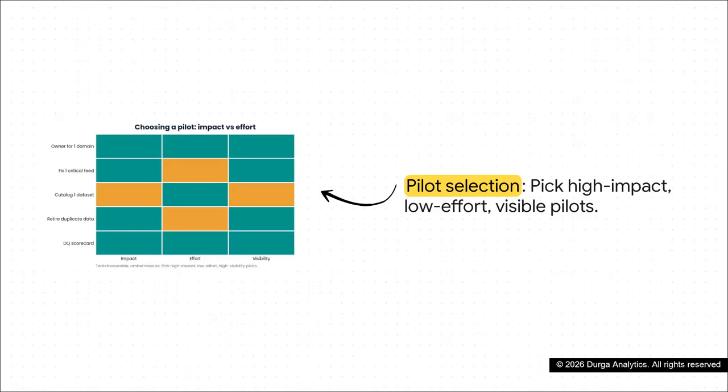Now, what's really interesting about this matrix is how it makes decision-making incredibly clear. When we chart out impact against effort and visibility, we want to aim straight for those sweet spots, the teal zones. Standing up a basic data quality scorecard or fixing just one critical data feed, those sit perfectly in the teal zone. They are high impact, low effort, and super visible. On the flip side, trying to catalog massive, enterprise-wide data sets right out of the gate, that hits the amber zone. It's just too much heavy lifting to give you that fast, early win you need.